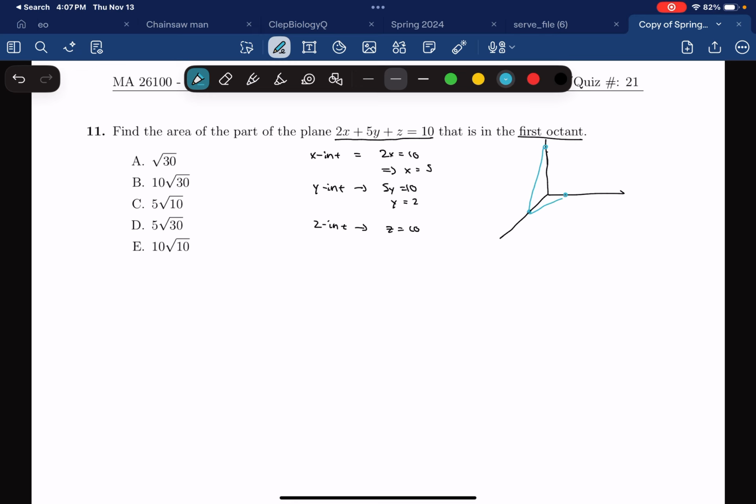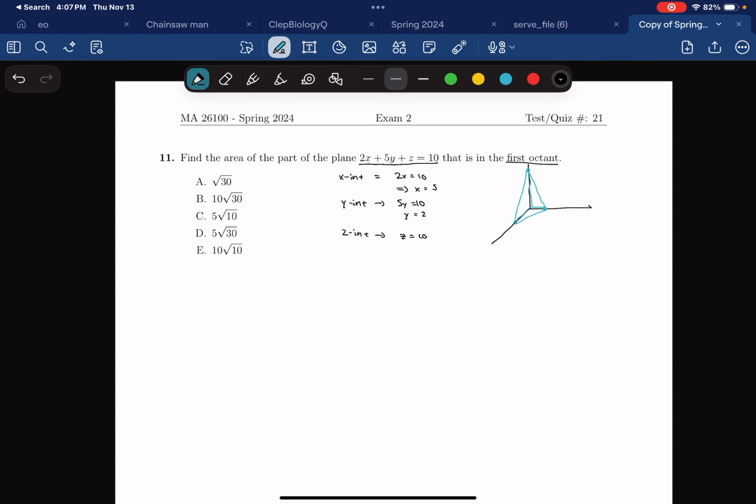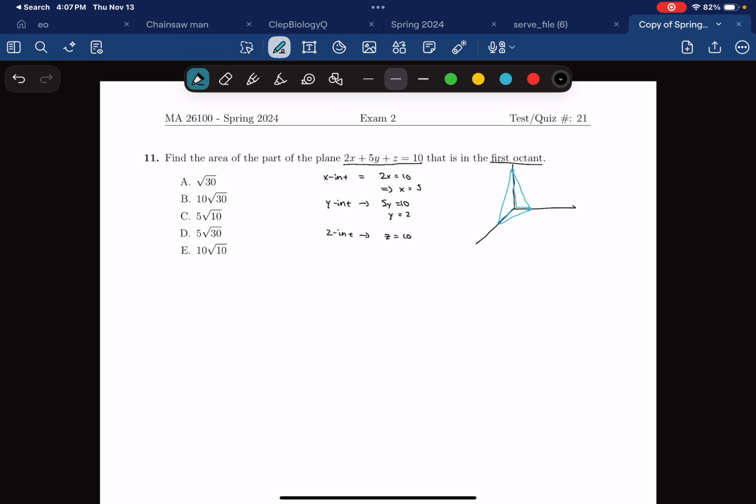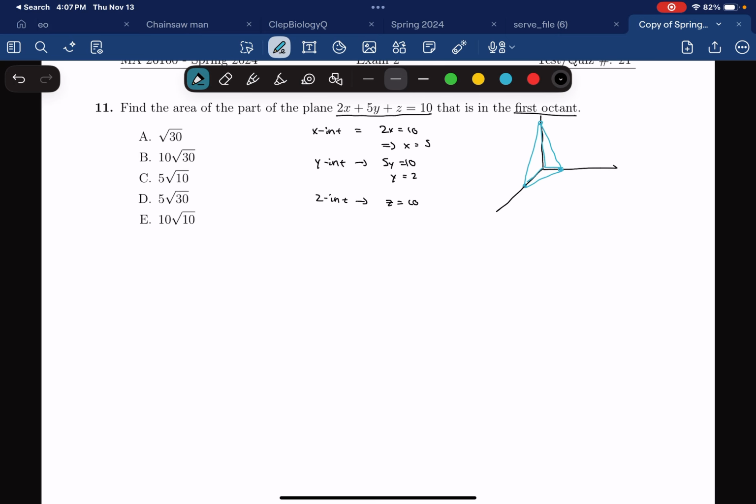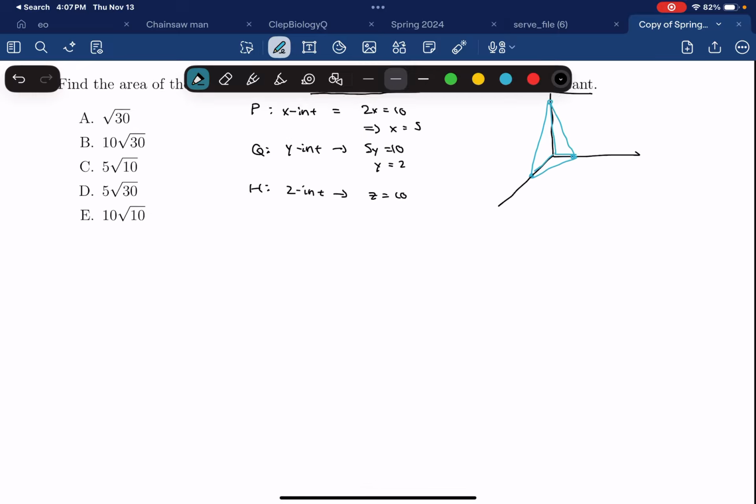They form this triangular shape right here, which is very cool. This is only in the first octant. I'm assuming it looks a lot weirder than this. And now, what we have to do is imagine this is point P, this intercept is point Q, and this is point, I'm just going to say H, because I forgot what points they usually use.